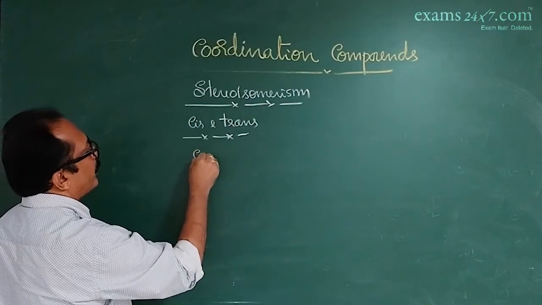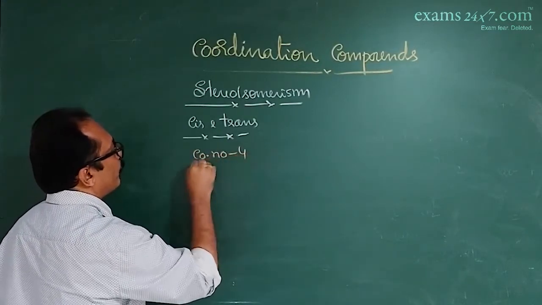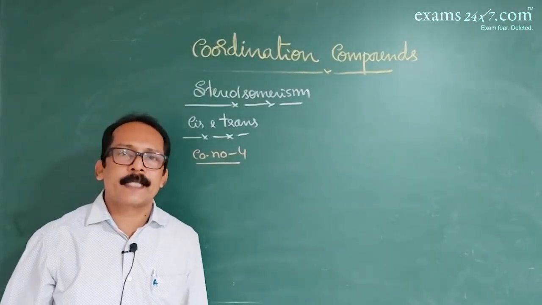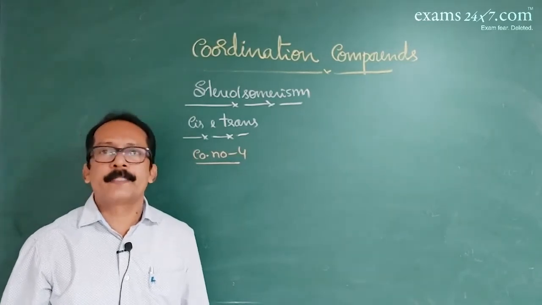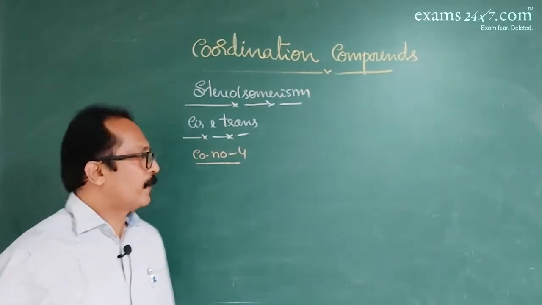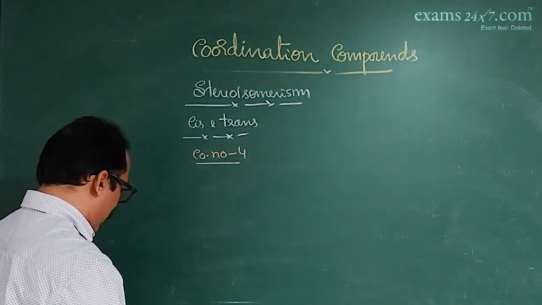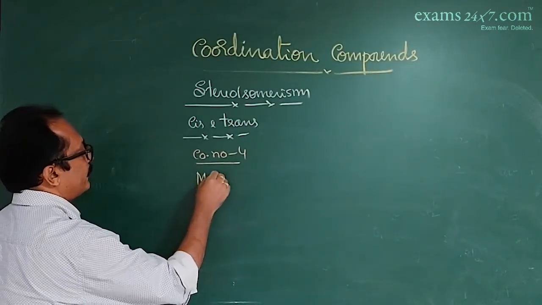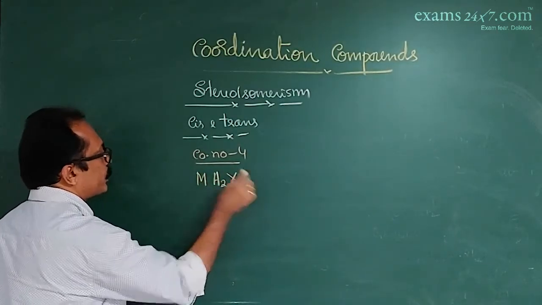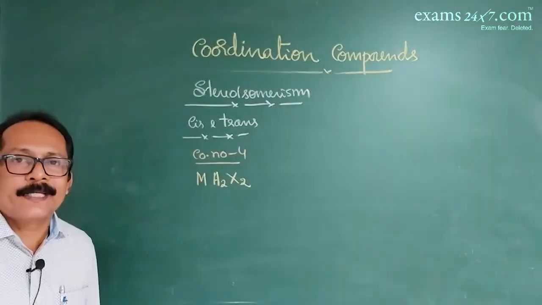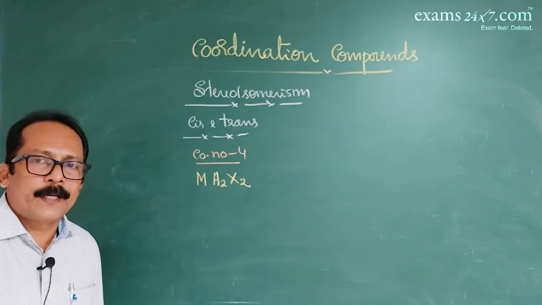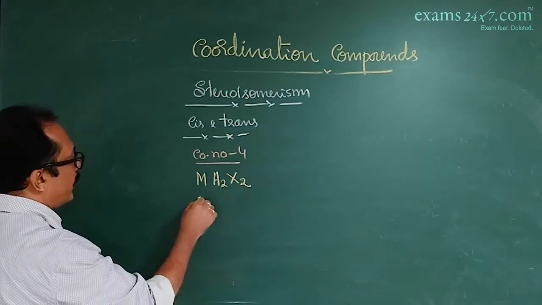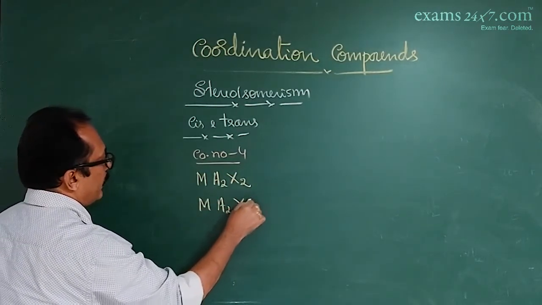Coordination compounds with coordination number 4. Here, tetrahedral complexes fail to exhibit cis and trans. Square planar complexes exhibit cis and trans isomerism. Now, in the case of square planar complexes, the general formula is M, central atom, A2, X2. Here A refers to a unidentate ligand, X refers to a unidentate but negative ligand. Next one is M, A2, XY.